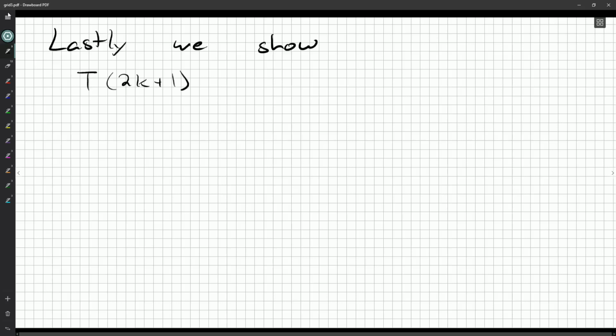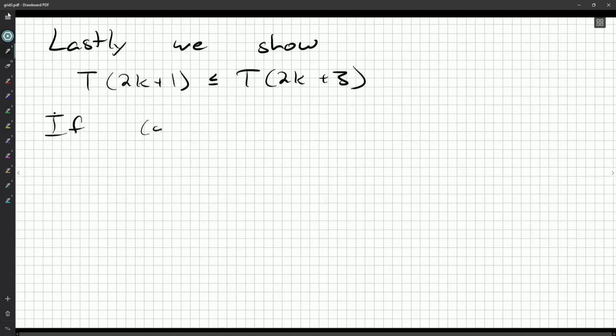t(2k+1) is less than or equal to t(2k+3), because maybe adding 2 to the perimeter isn't enough to necessarily give you an extra side. But this would be enough. So we just need to show, well, what could we do?